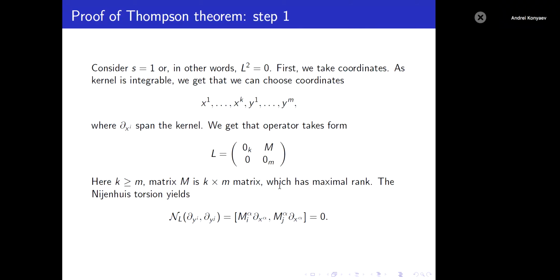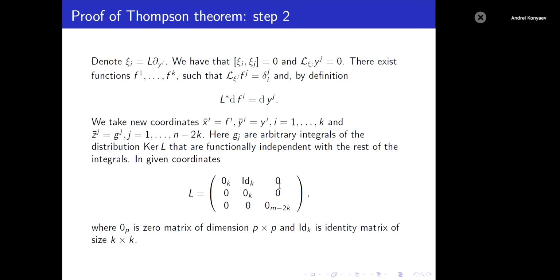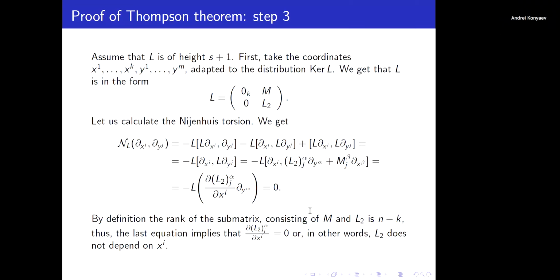Okay. So it's linear algebra. See how linear algebra interacts with us. So this is the mistake here. It should be the other way around. Okay. But now we're ready to do the trick, to do the induction, right? So what happens here? First, we assume that the height is s plus 1, and we have coordinates, and again, the first coordinates are the coordinates whose basis vector fields span the kernel. So we get the following matrix. We have L2, and we have M, and we have some zeros here.